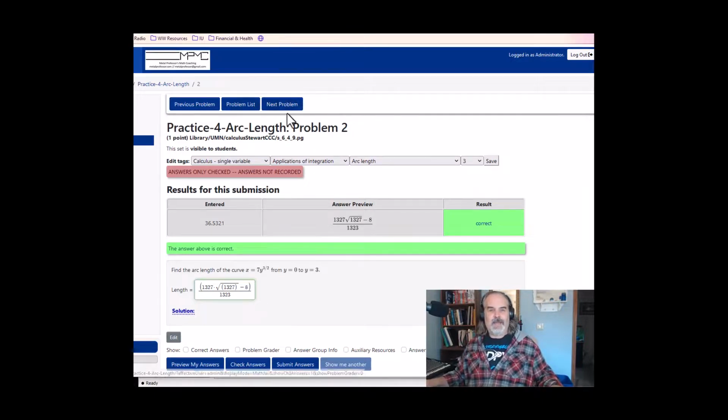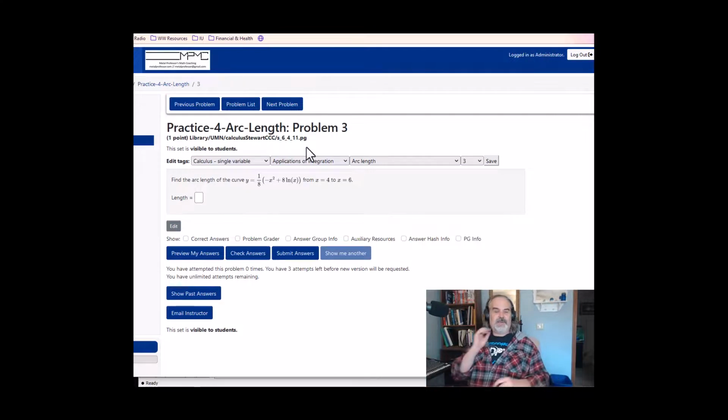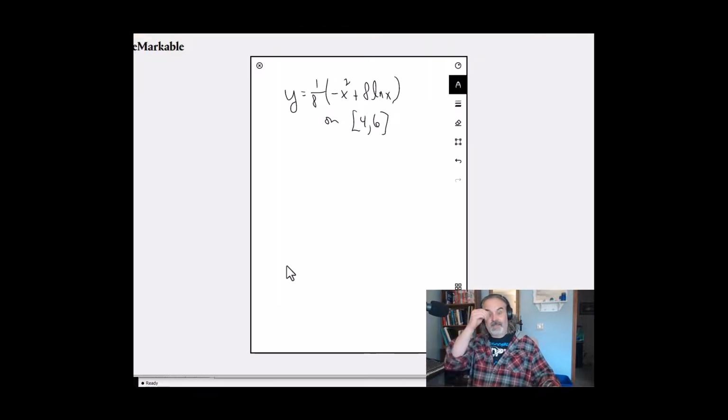Okay, here's one more. I promised 3, so I'm going to do this one too. Find the arc length of 1/8 negative x squared plus 8 natural log of x on the interval from x equals 4 to x equals 6. And there's nothing different about this one other than it's got some slightly different functions in there. But here it is, there's my transcription of that problem. We're looking for the arc length here.